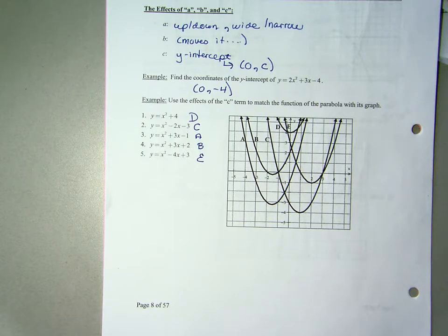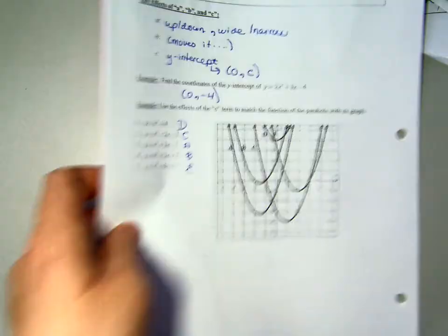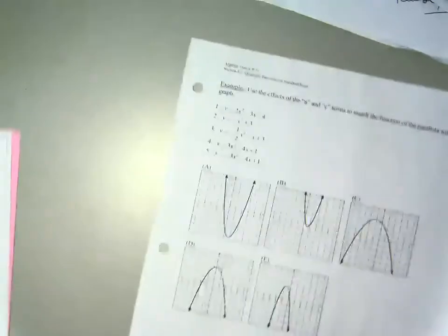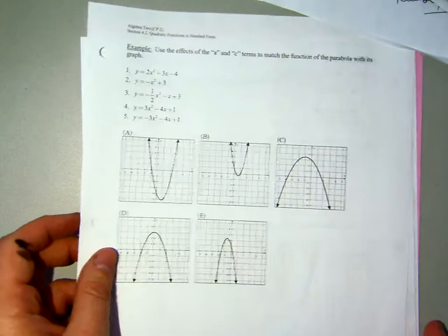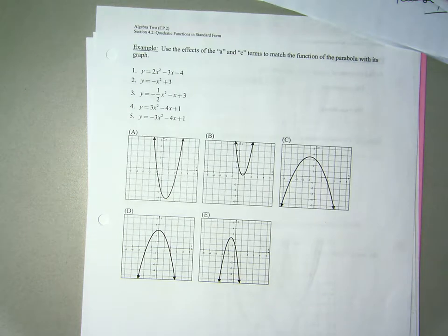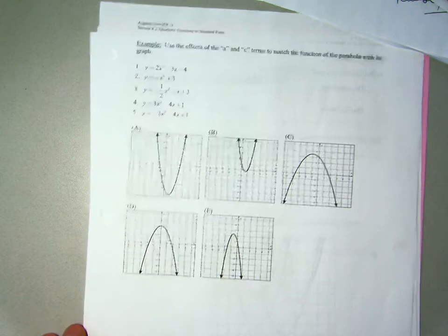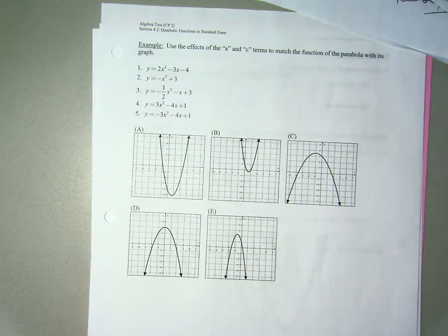Jalen, question? Okay. On the next page, you're going to do some matching again, but here you are going to use both the a value and the c value to match. So ideas about wide, narrow, up, down, and also ideas about the y-intercept. See what you can do here. A couple ways you could go about doing this, but I kind of want you to figure those out on your own. And you'll also see things like this in the homework too.